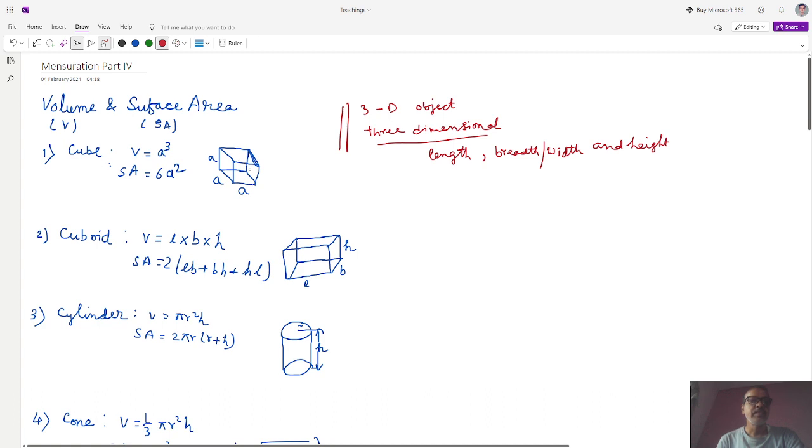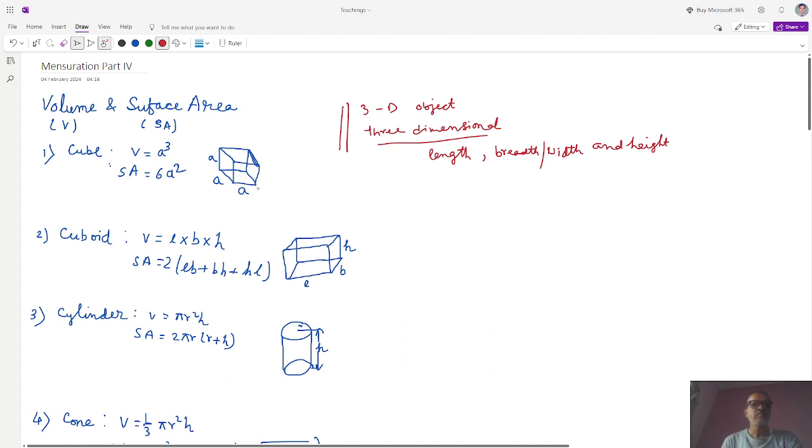In a cube, there are 6 faces. As you see, there are 6 faces: the 4 walls and the floor and the roof. The sum total of the areas of these 6 faces is the surface area of a cube. Similarly, for a cuboid, the surface area is the sum total of the areas of the faces of this cuboid.